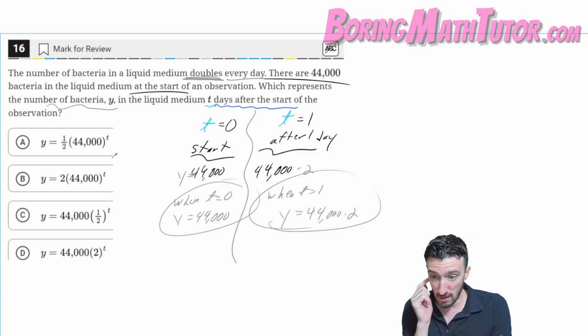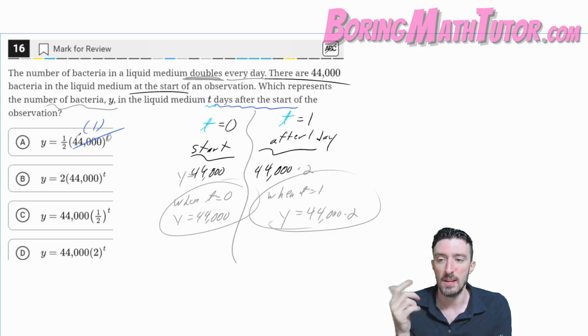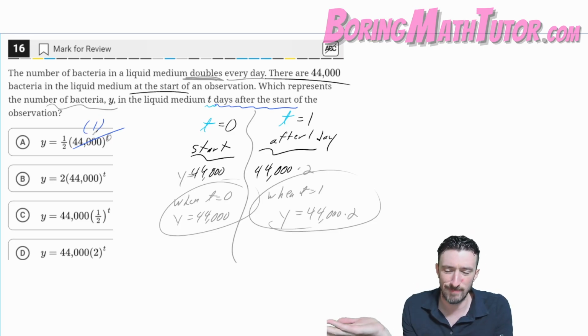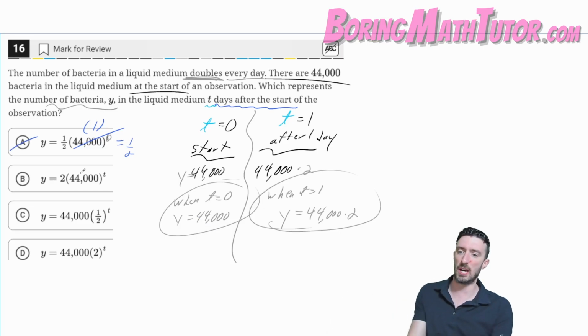Okay, well, if I take a look at the first guy and I plug in 0 there, I gotta know what happens when I raise something to the 0. Well, it turns out it's 1. So that means you get 1/2 times 1. Uh-oh. 1/2 times 1 is 1/2. That's not 44,000, is it? I don't think so. So that one's gone.